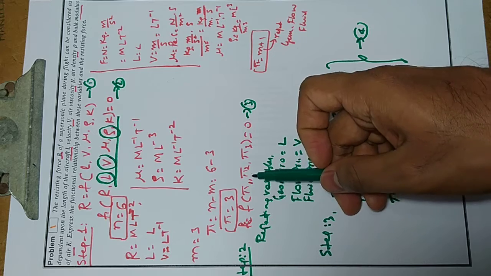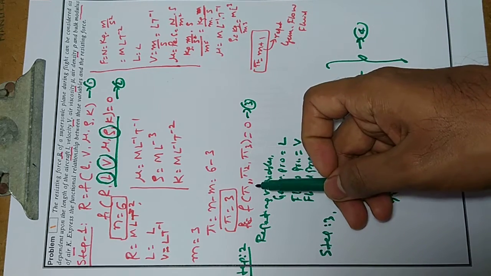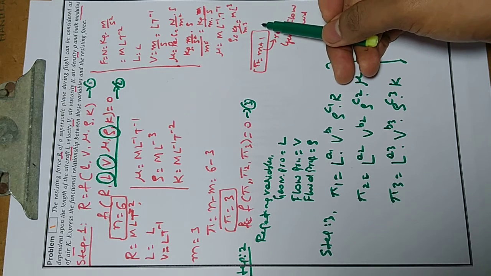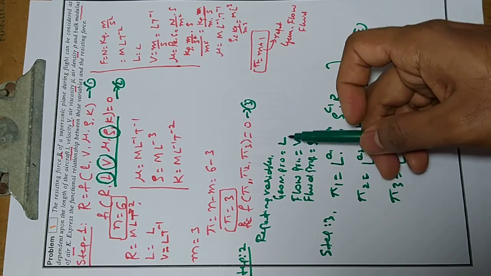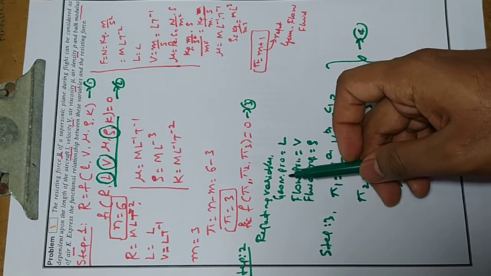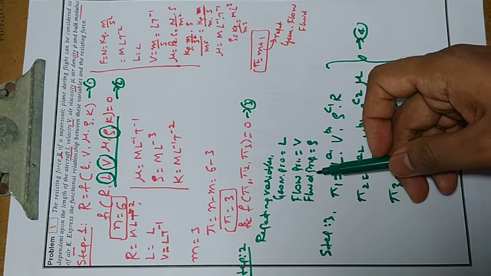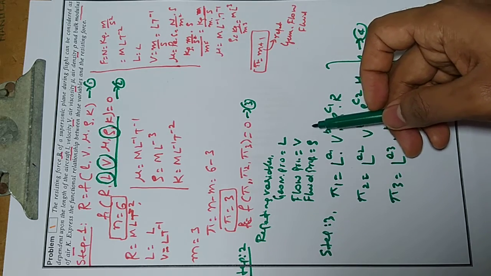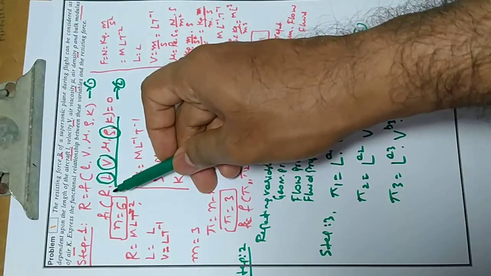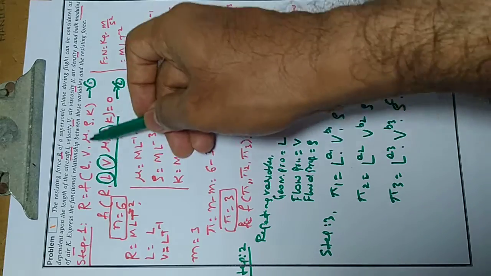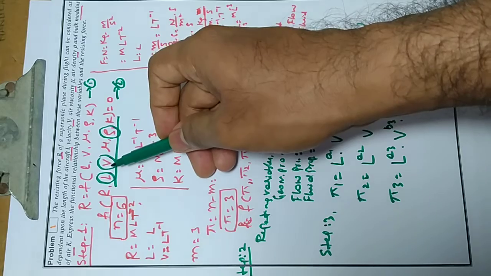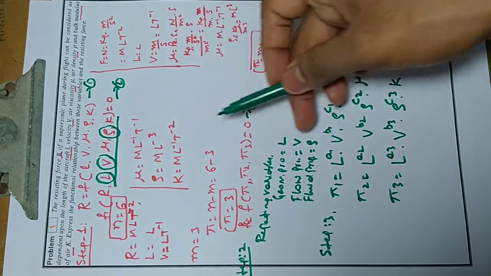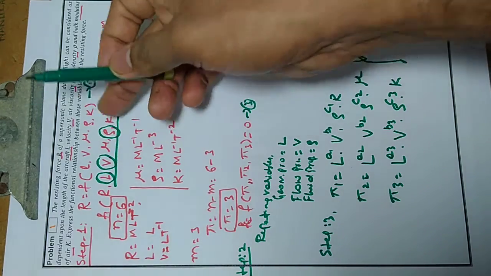So you can write function of pi1, pi2, pi3 equals 0, where pi is m plus 1: m is the repeating variables, plus one term. The rules for repeating variables are: one should be geometric, one a flow property, one a fluid property, and their dimensions should be different from each other. At any cost, the repeating variable should not be the dependent variable. So out of five variables, choose the geometric property, length, the flow property, velocity, and the fluid property, out of three, I took rho.